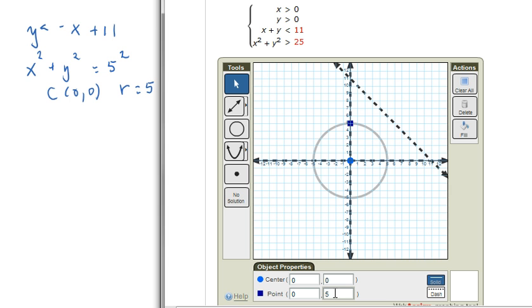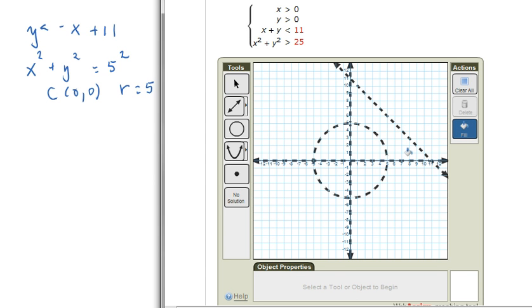Now it has to be everything outside that circle but below the line with slope -1 in the first quadrant. The one thing I need to do before moving to fill is make my circle have a dashed line, because it's everything outside, not including the circle itself. So now I use the fill option. There we go.